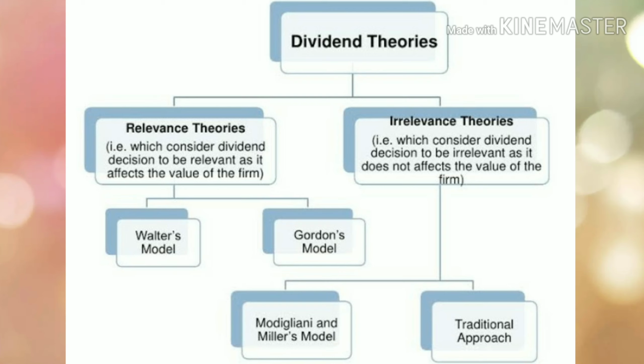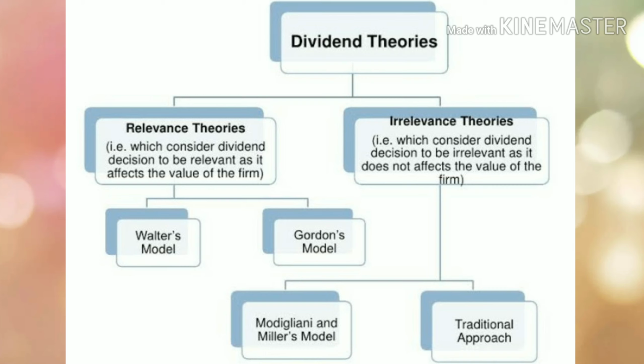Next, we are going to discuss the theory of relevance of dividend. In this relevance theory, there is a positive relation between dividends and the value of the firm. Those firms which have higher dividends will have greater value as compared to those which do not pay dividends or have a lower dividend payout ratio. Now, in this relevance theory, we have two approaches: Walter approach and Gordon approach.